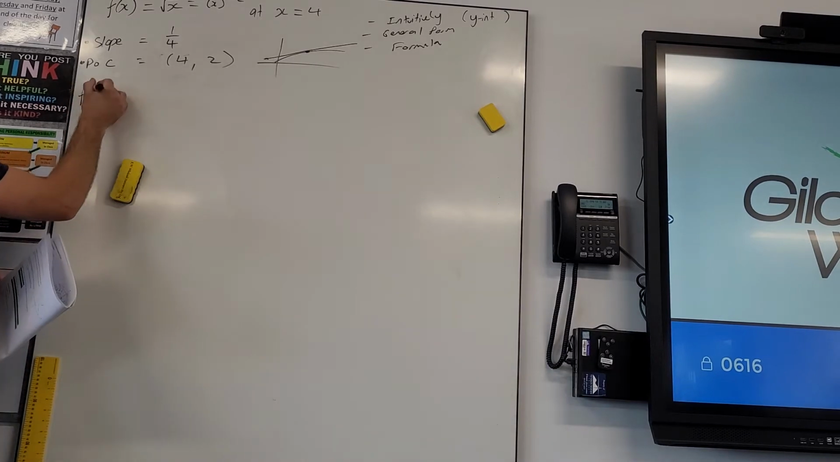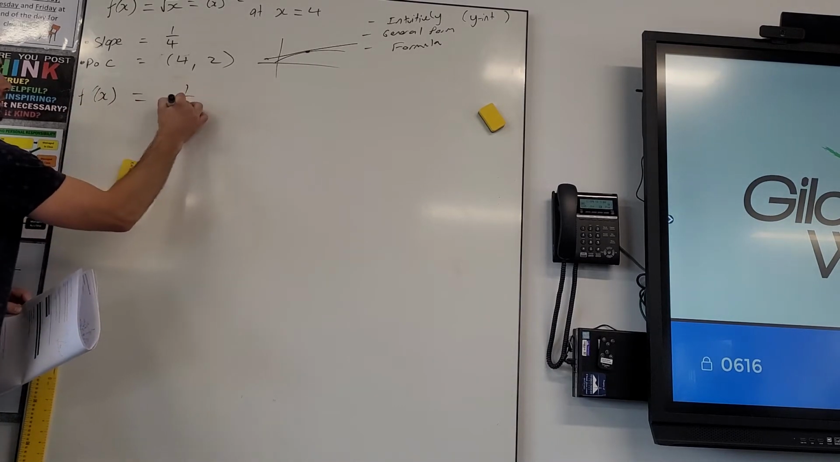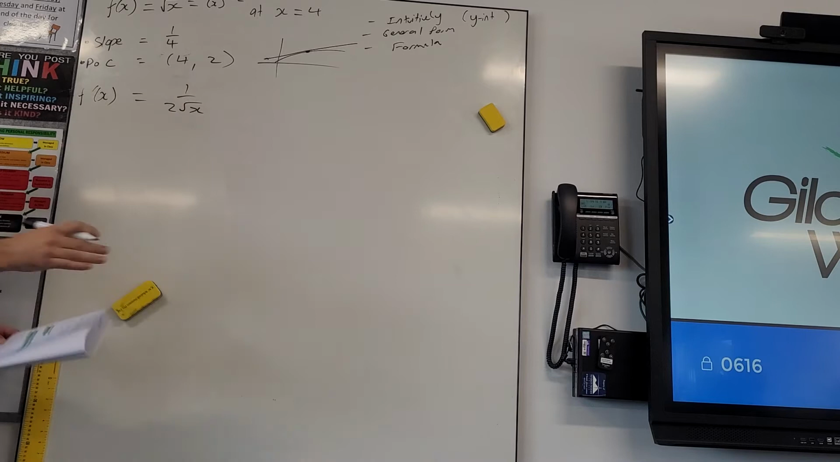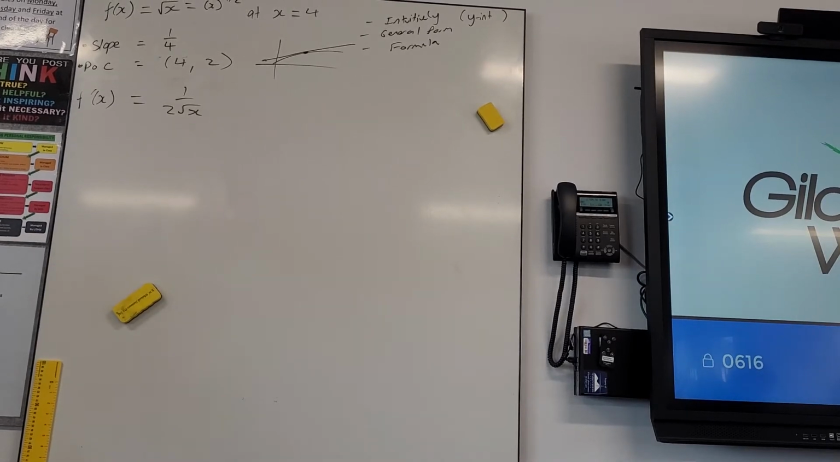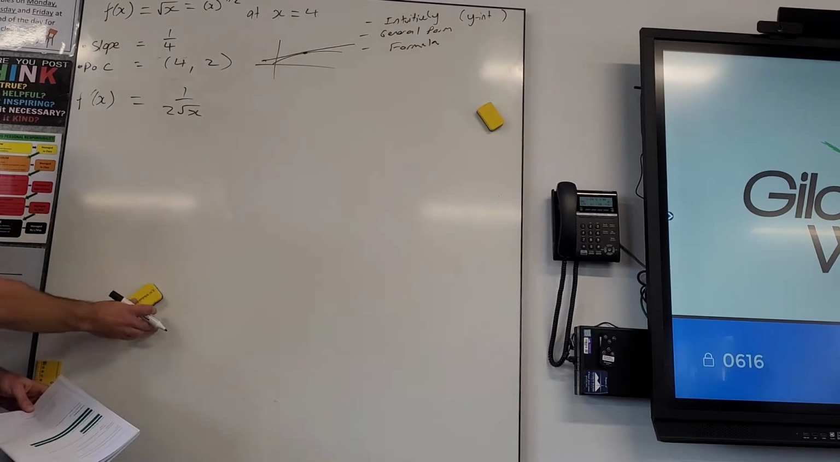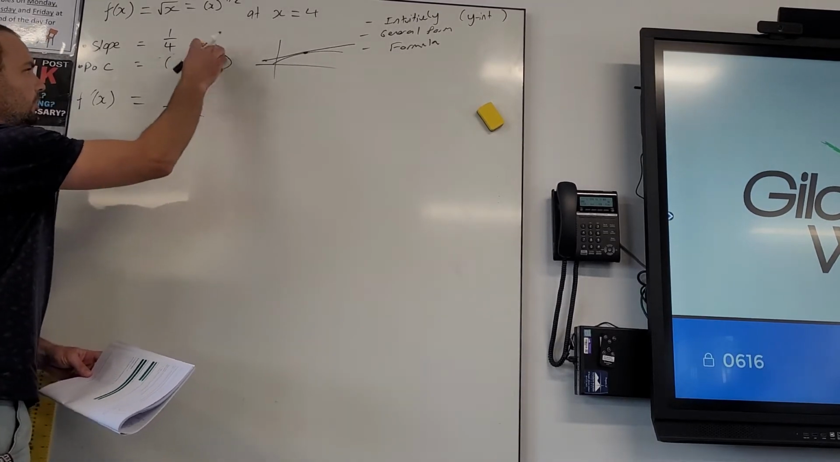We did need f dash of x. Okay, because we've got the same function, but this time it says find the equation of the normal in general form. So we've done part A. Part B, find the equation of the normal at x is 9.